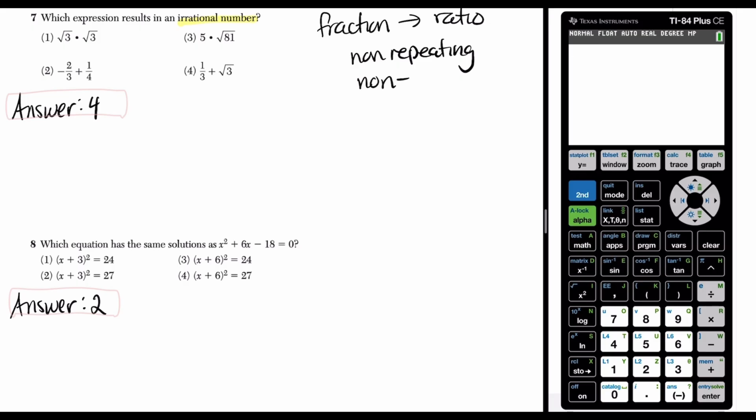If it is non-repeating, or if it goes on forever and ever, non-repeating or non-terminating, like forever, if you see these things happen, then I know it's going to be irrational.